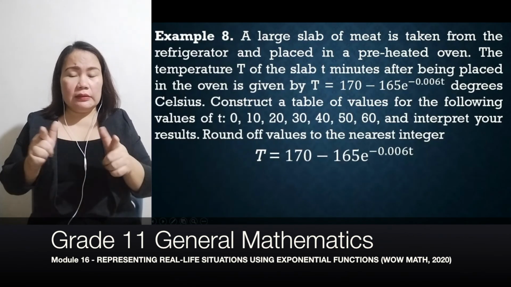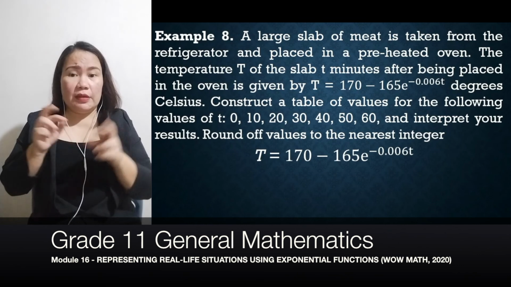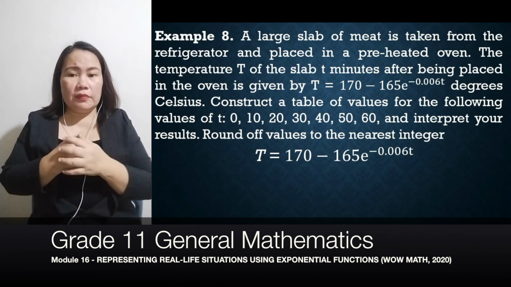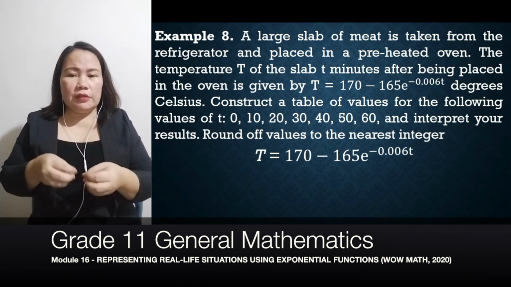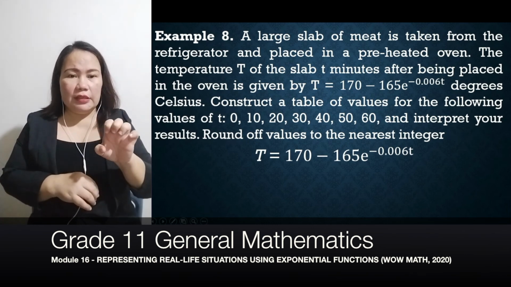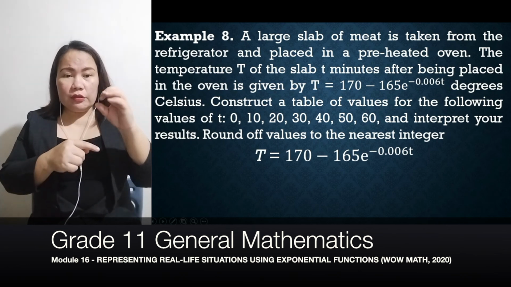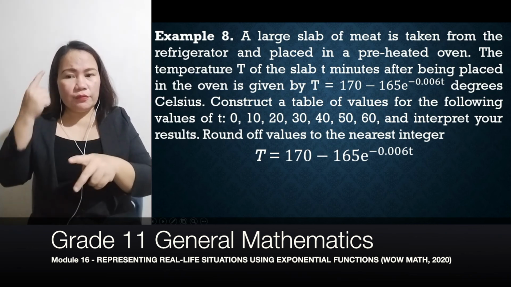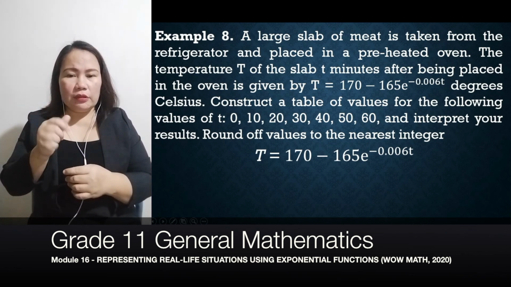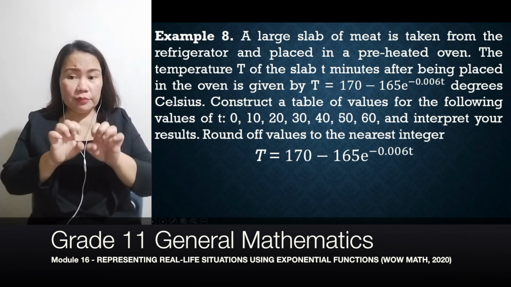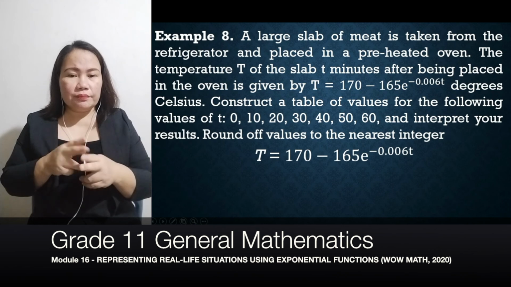Okay, I'll give you an example. A large slab of meat is taken from the refrigerator and placed in a heated oven. The temperature T of the slab t minutes after being placed in the oven is given by T is equal to 170 minus 165 e raised to negative 0.06t degrees Celsius. Construct a table of values for the following values of t: 0, 10, 20, 30, 40, 50, 60, and interpret your results, round off values to the nearest integer.